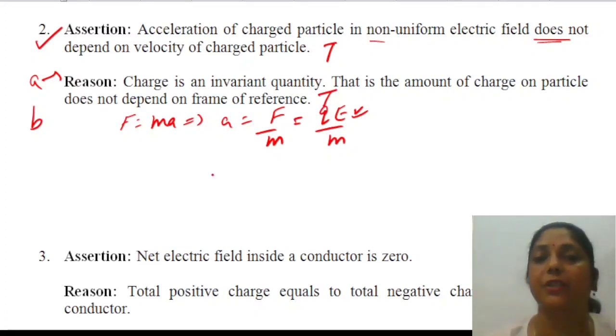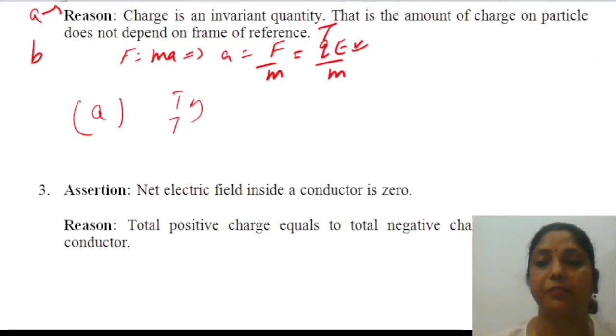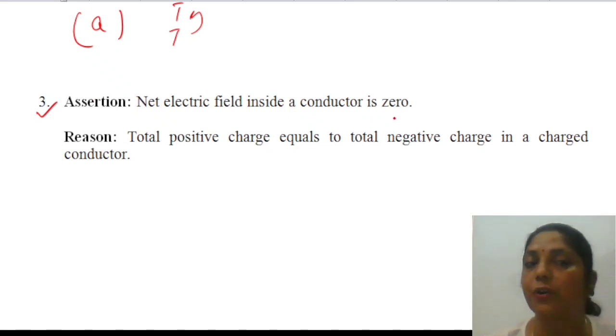It means which option is correct? Option number A. Both assertion and reason are true, and reason is correct explanation of assertion. In this way, you solve this type of questions. Now next, question number 3. Here assertion is net electric field inside a conductor is 0. Is it true or false? Inside a conductor, net electric field is 0. Yes, this statement is correct.